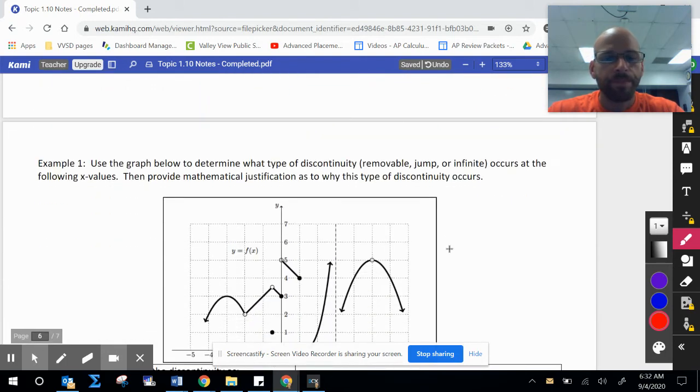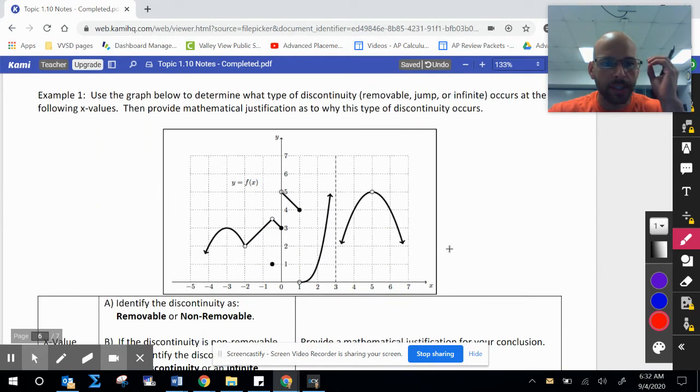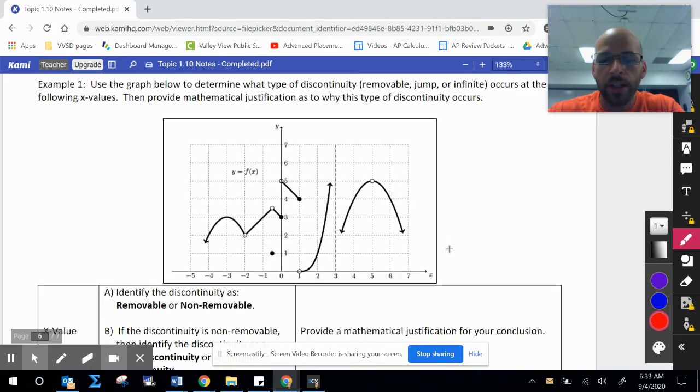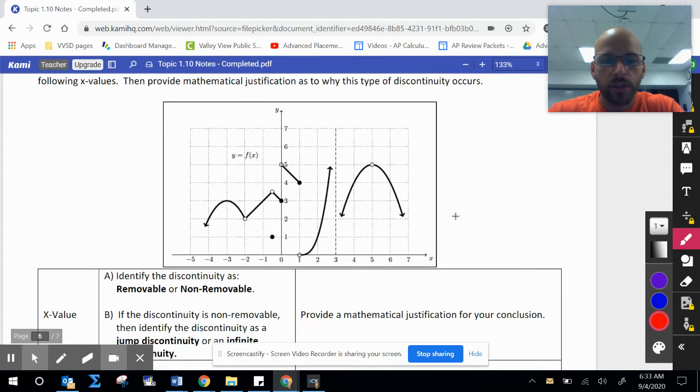All right, so next piece. There's an example. Feel free to pause, and you're welcome to try this on your own. I'm going to run through it real quick. I'm going to take a look at this graph and determine if the discontinuity is removable, jump, or infinite. And then I'm going to try to justify it using limits, explaining why it is that type of discontinuity.